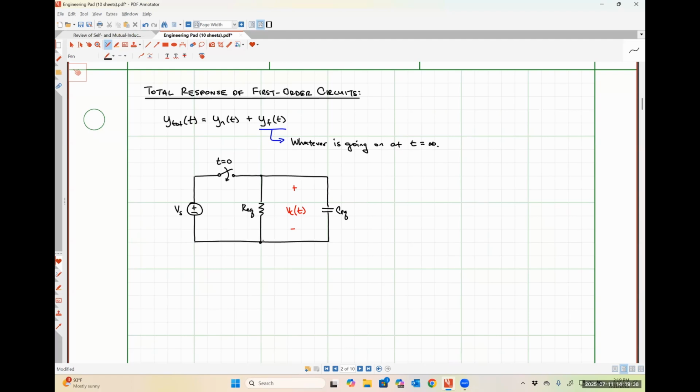So I want to ask you guys a couple of questions, and these are meant to be fairly easy and straightforward. What should VC at 0 minus be for this system, where the switch is open, so the equivalent resistance and equivalent capacitance aren't connected to the voltage source at all? 0. Absolutely right.